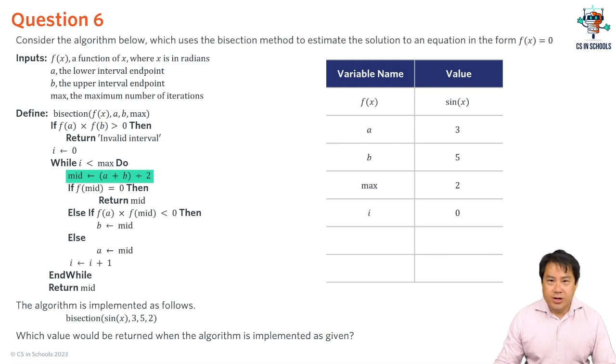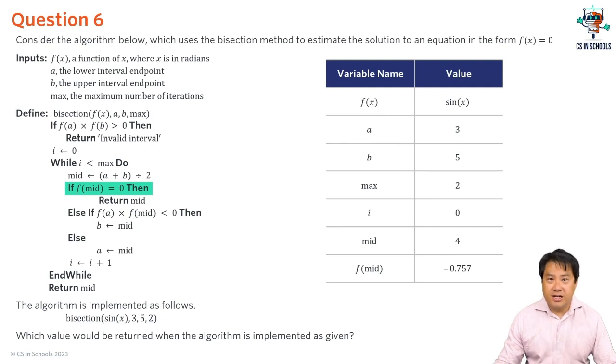So that line there is going to assign a value into mid, that being a plus b all divided by 2. So there it is. Let's plug in the values, and we get mid being equal to 4. So that gets assigned into the mid variable. The next line is going to check to see whether f of mid is equal to 0. So let's check that. f of mid is f of 4, and f of 4 is sine of 4 because f is sine. Let's evaluate that.